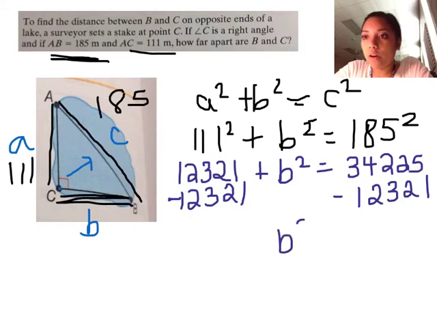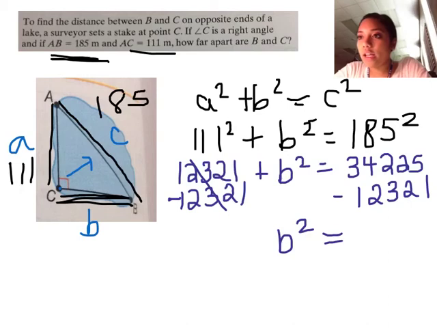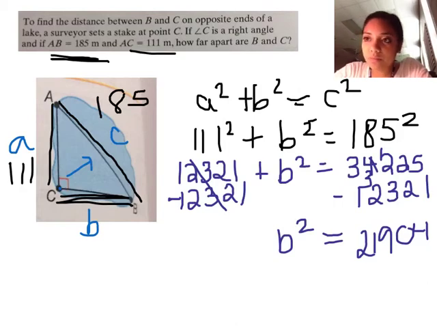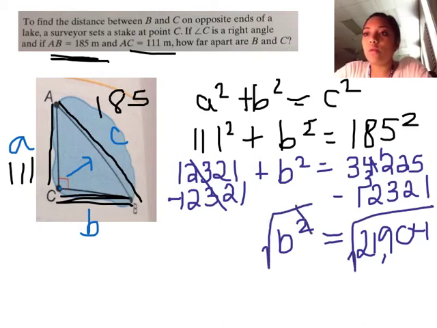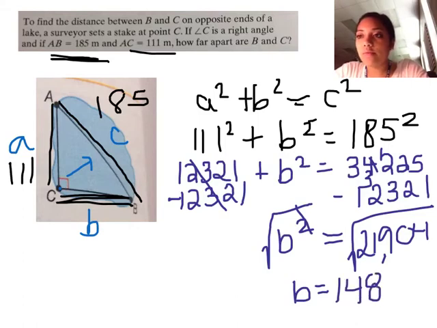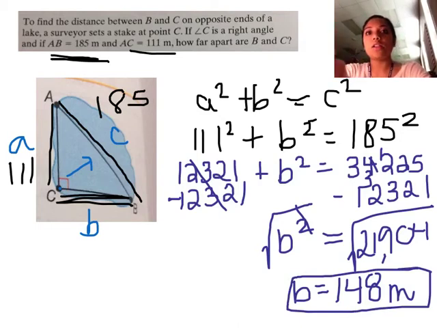And then I get B squared. This cancels out. When I subtract these, I get 4, 0, 12, 3. 3 minus 2 is 1. 3 minus 1 is 2. 21,904. And now to get rid of squaring something, all I need to do is do the square root. It goes away. And B equals, in your calculator, you probably don't know this off the top of your head, 148. Pretty cool. All right, let's go.